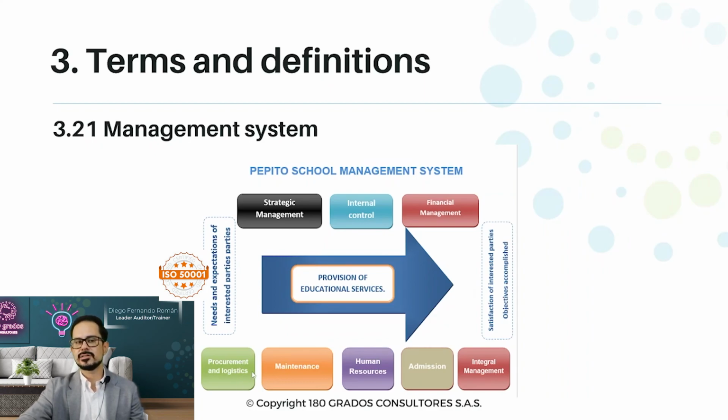Finally, there are support processes that you see here below. They support the mission of the energy management system to fulfill the strategy. These processes encompass clause 7 and typically include human resources, procurement, okay, logistics, maintenance, admission in the case of the school, and quality management or integral management, that is the process that usually takes charge of the maintenance of the management system and its improvement.